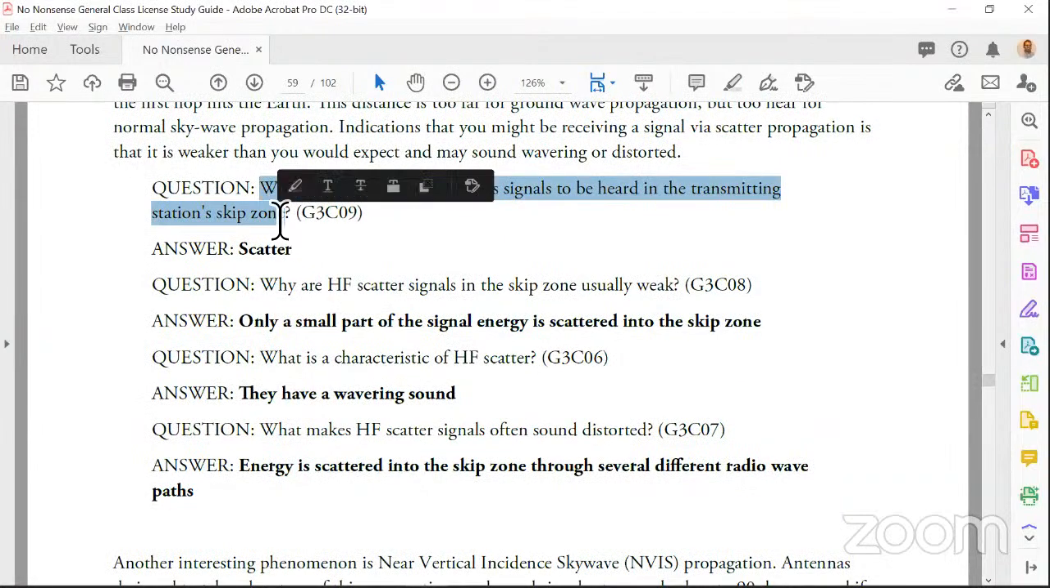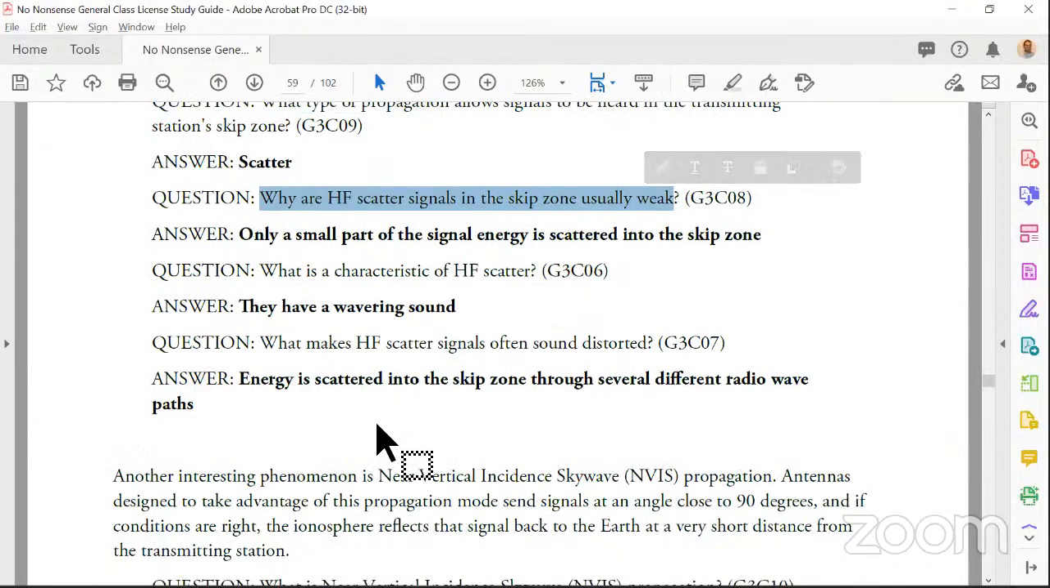Next question in the question pool. What type of propagation allows signals to be heard in the transmitting skip zone? So you may recall that we defined the skip zone last session. We showed where it's located. It's beyond where the ground wave reaches, and it is before where the signal that goes via the skywave bounces back to Earth. So that's that dead zone, we also called it, yes? And we showed that there are a couple of ways, or a couple of techniques, to still communicate in that skip zone, and one of the ways is that signal returning via scatter propagation. So that's the answer, scatter.